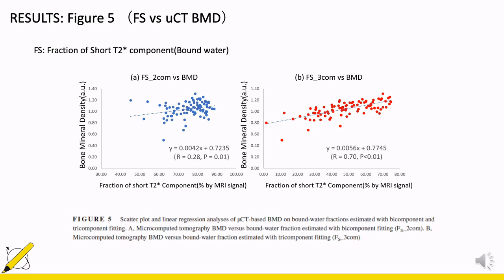Figure 5 is a linear regression study between the fraction of short T2 star component and the micro-CT bone mineral density. From the result, we can see that FS from tricomponent also is much better than the FS calculated from bicomponent. And the FS from the tricomponent analysis could get a correlation as high as 0.70.